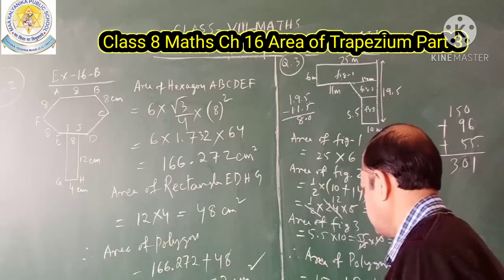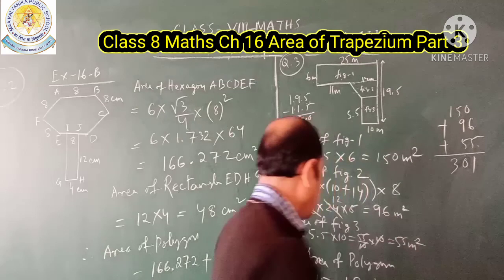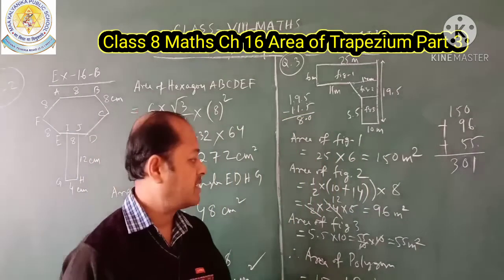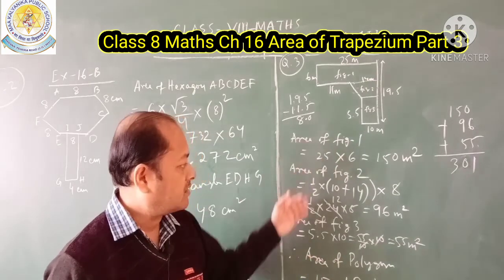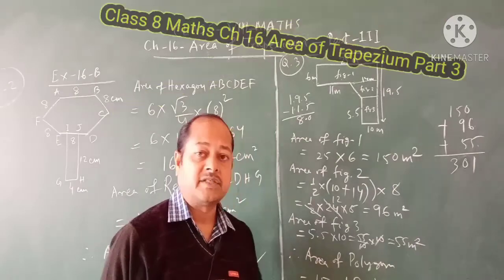So we have got the area of this polygon as 301 meter square. Okay, the final answer will be 301 meter square. After the sum of all three areas, we have got 301 meter square.